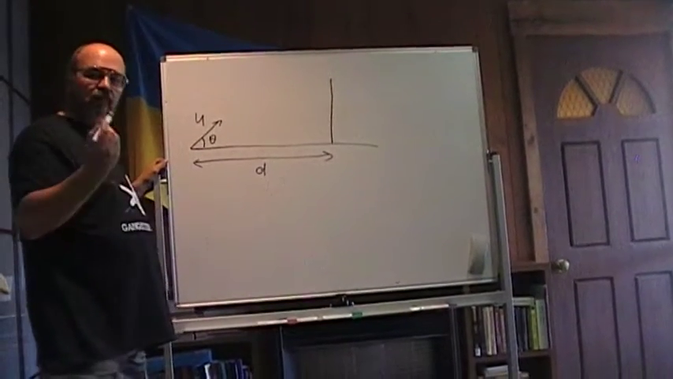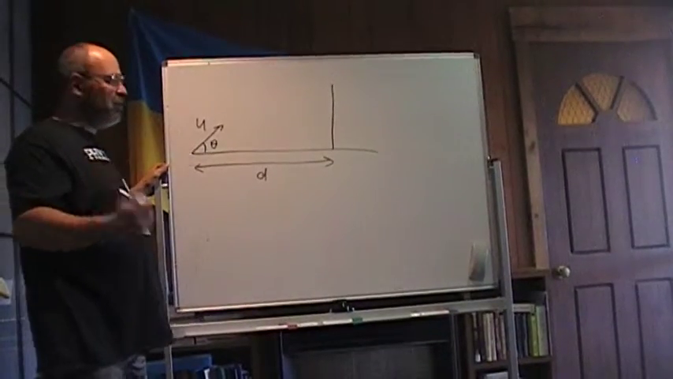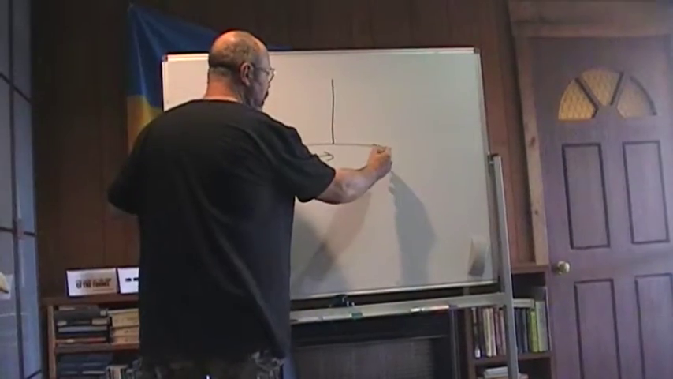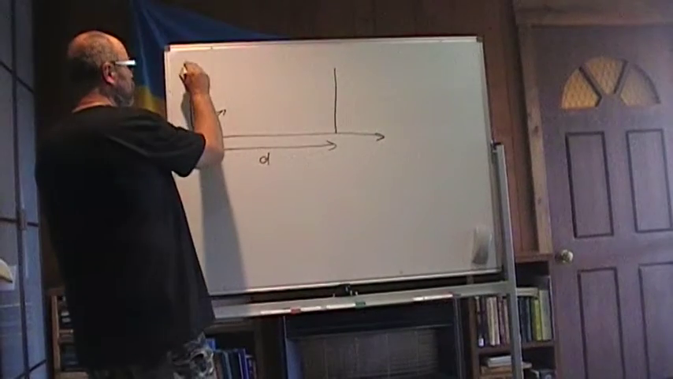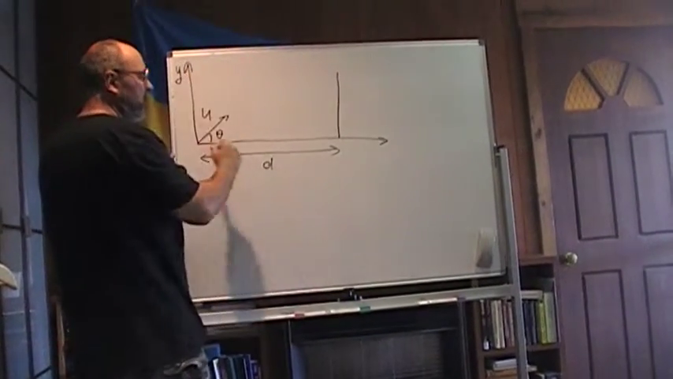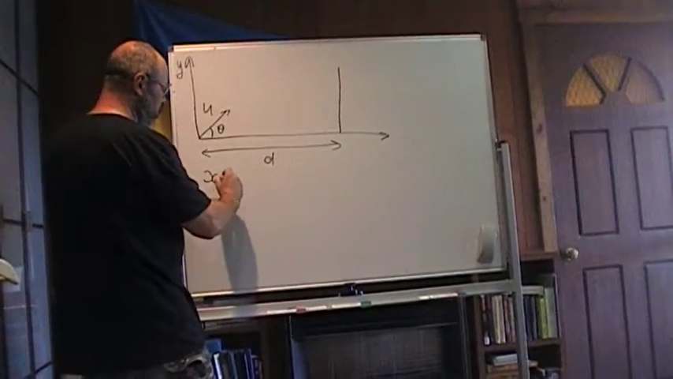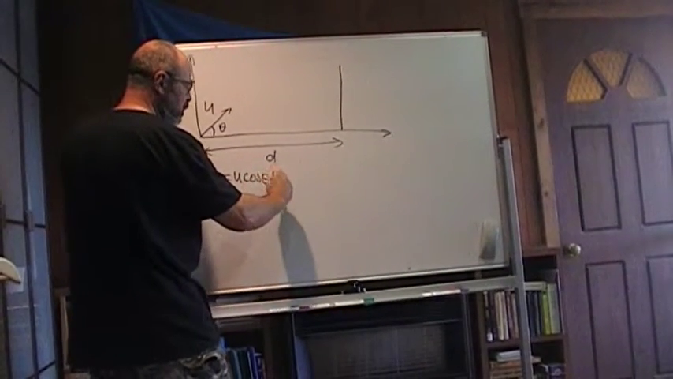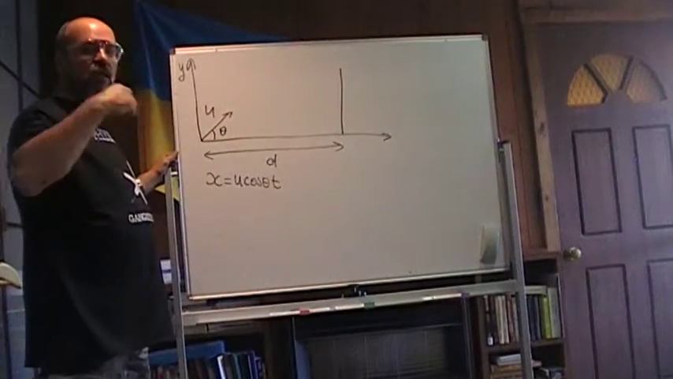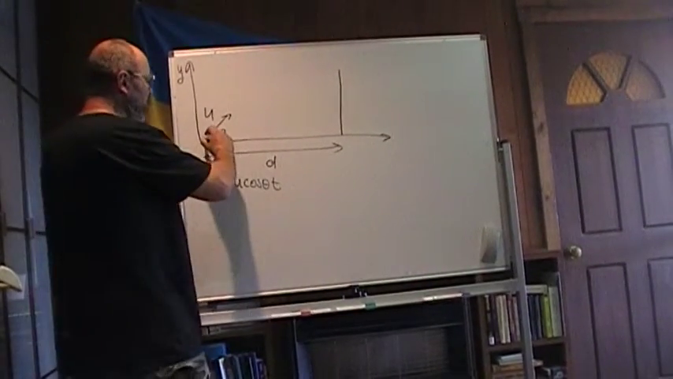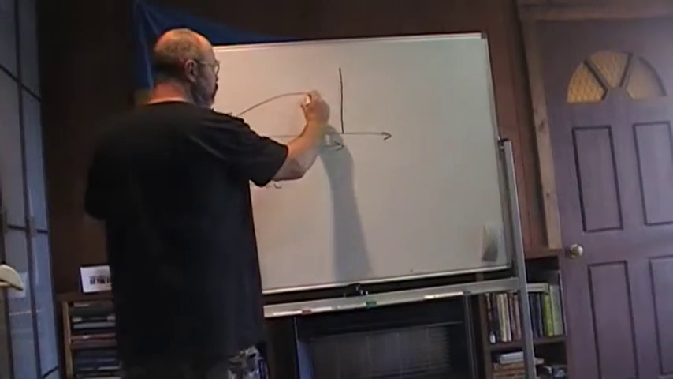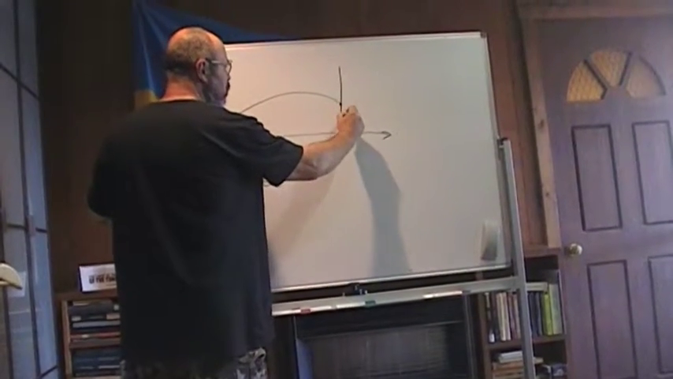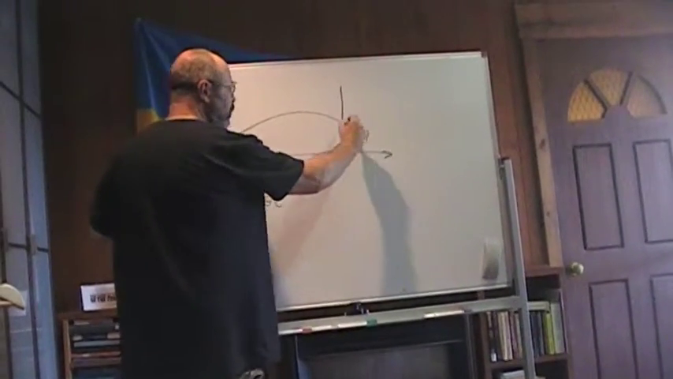Again, the approach has to be exactly the same. We take one axis horizontally, one vertically. We again write down the equations of the motion. x equals u cos theta t. Horizontal motion is motion with constant velocity. So that's what we're looking for.